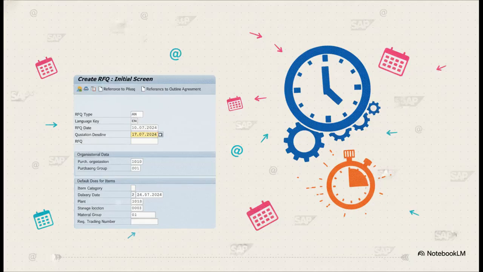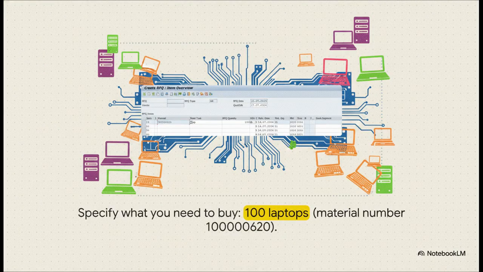Now, when you see this screen, the most important field here is that quotation deadline. This is absolutely critical. You are literally setting a timer for your vendors. This date tells them precisely how long they have to get their bid in, and it keeps your project on schedule.